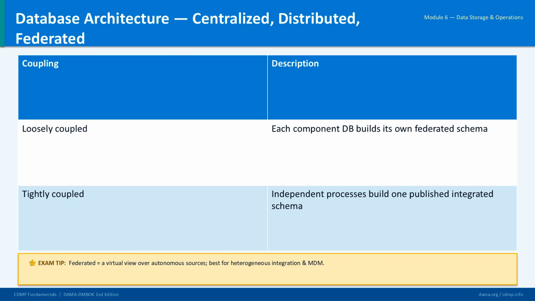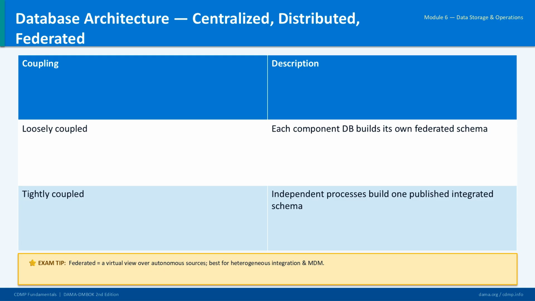A federated database provisions data without any additional persistence or duplication of the source. It maps multiple autonomous databases into a single federated view. Crucially, there's no actual data integration; data interoperability just manages the view. Federation comes in 2 flavors: loosely coupled, where each component database builds its own federated schema, and tightly coupled, where independent processes build one published, integrated schema. Federation is best for heterogeneous, distributed integration and master data management.